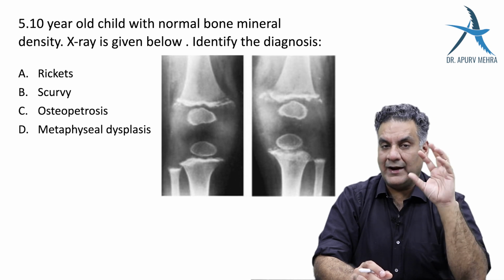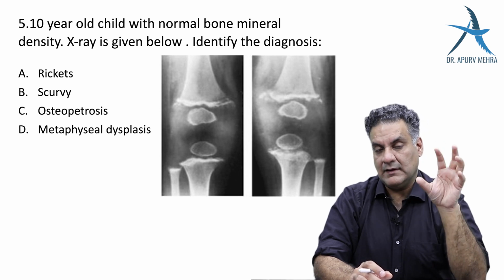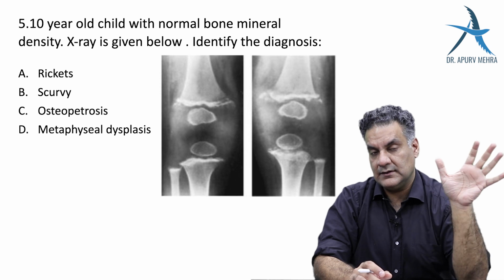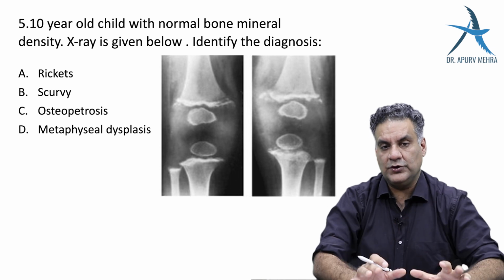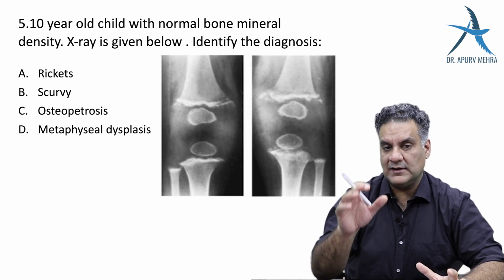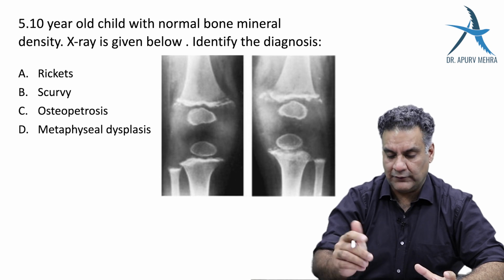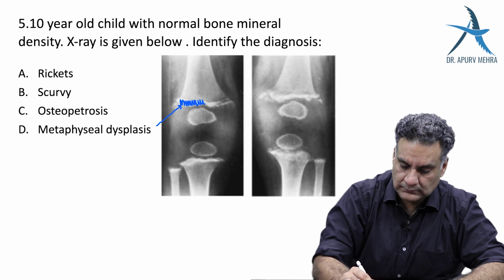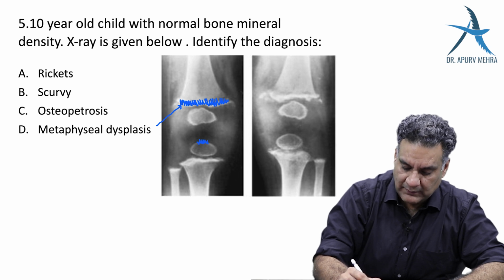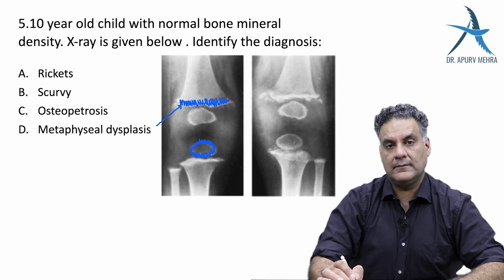Fifth question, white skeleton, immature skeleton is scurvy. Wide skeleton is rickets. So they have shown you a normal bone density X-ray, but at the end of a bone, you see there is a white line of Frankel and sclerosis of the epiphysis, which is called the Wimberger ring sign.